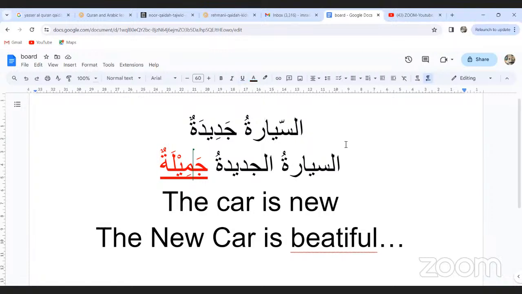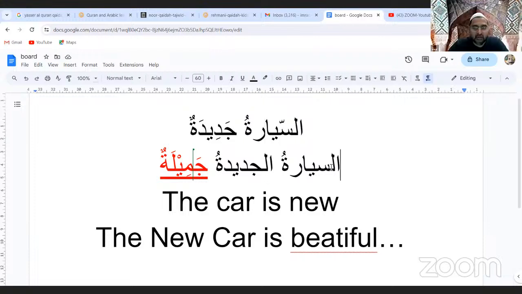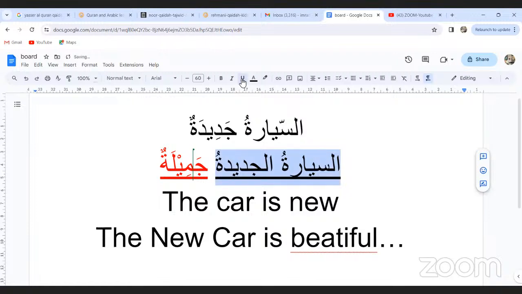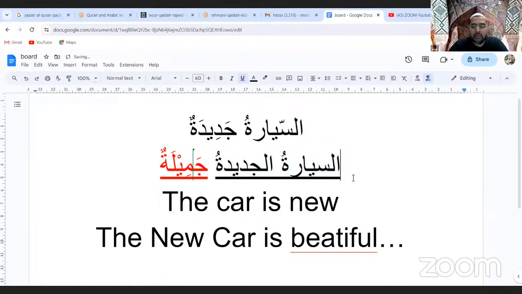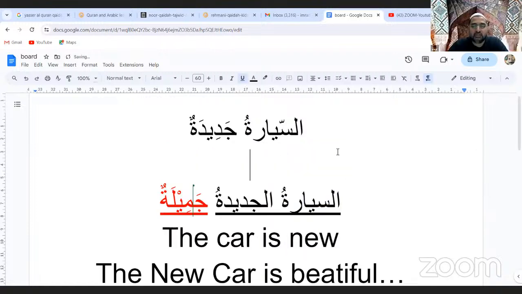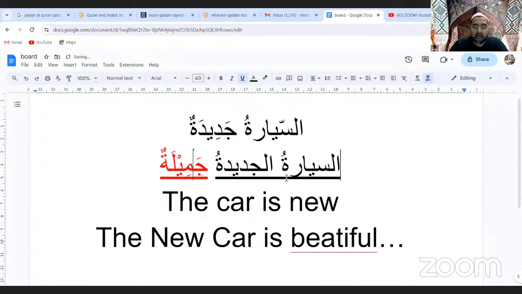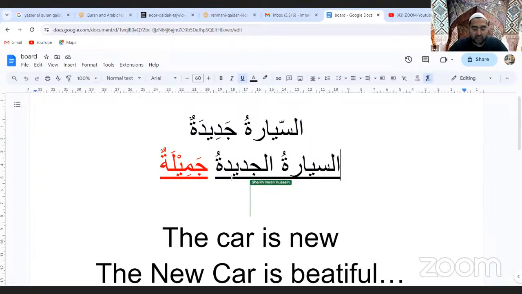The predicate is mubtada? No, mubtada is the subject. Mubtada basically means the noun which starts the sentence, and khabar is the information which is being provided. Okay, so I'm going to write this down, this is khabar.